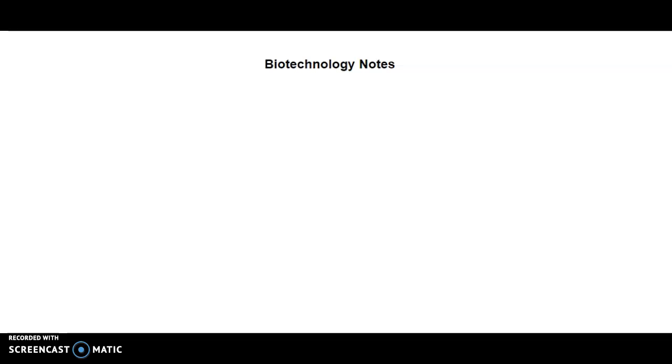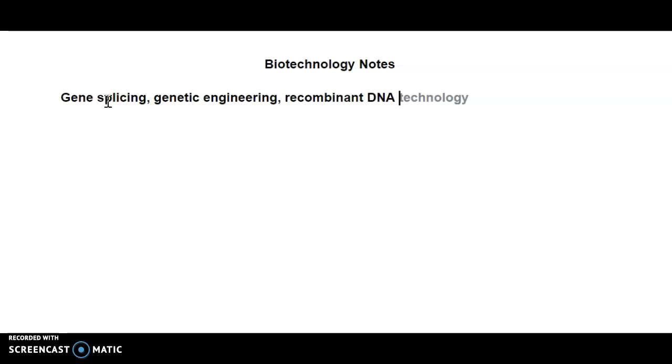Okay, so that process can go by several different names. So we have things like gene splicing. And that's gene splicing because you're cutting the gene open. It's also called genetic engineering. It can also be called recombinant DNA technology. These all refer to the same process: genetic splicing, gene splicing, genetic engineering, recombinant DNA technology.